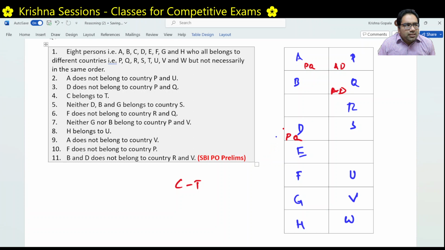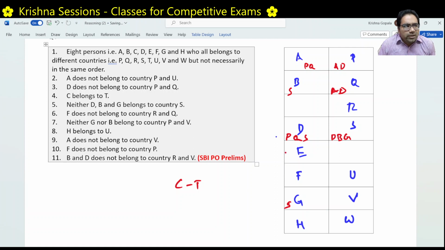Neither D, B, nor G belongs to S. So S will not come here. D, B, and G. S will not come here. Similarly, D, B, and G will not come here. That is condition number 5.